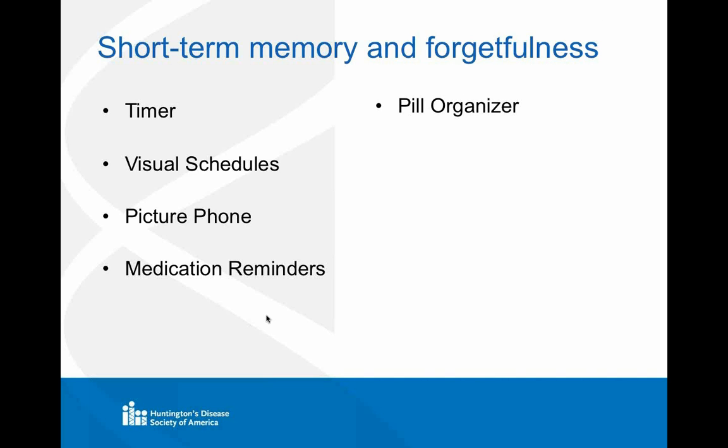So pill organizers, to-do lists. If you think about a lot of these things, a medication reminder could be a note on the refrigerator, or it could be an alarm on your smartphone, or it could be a different type of alarm setup. Pill organizer, I have one. It's just a piece of plastic that I put my pills in. So that could be low tech. These are just some things that are really nice to get in place early on.